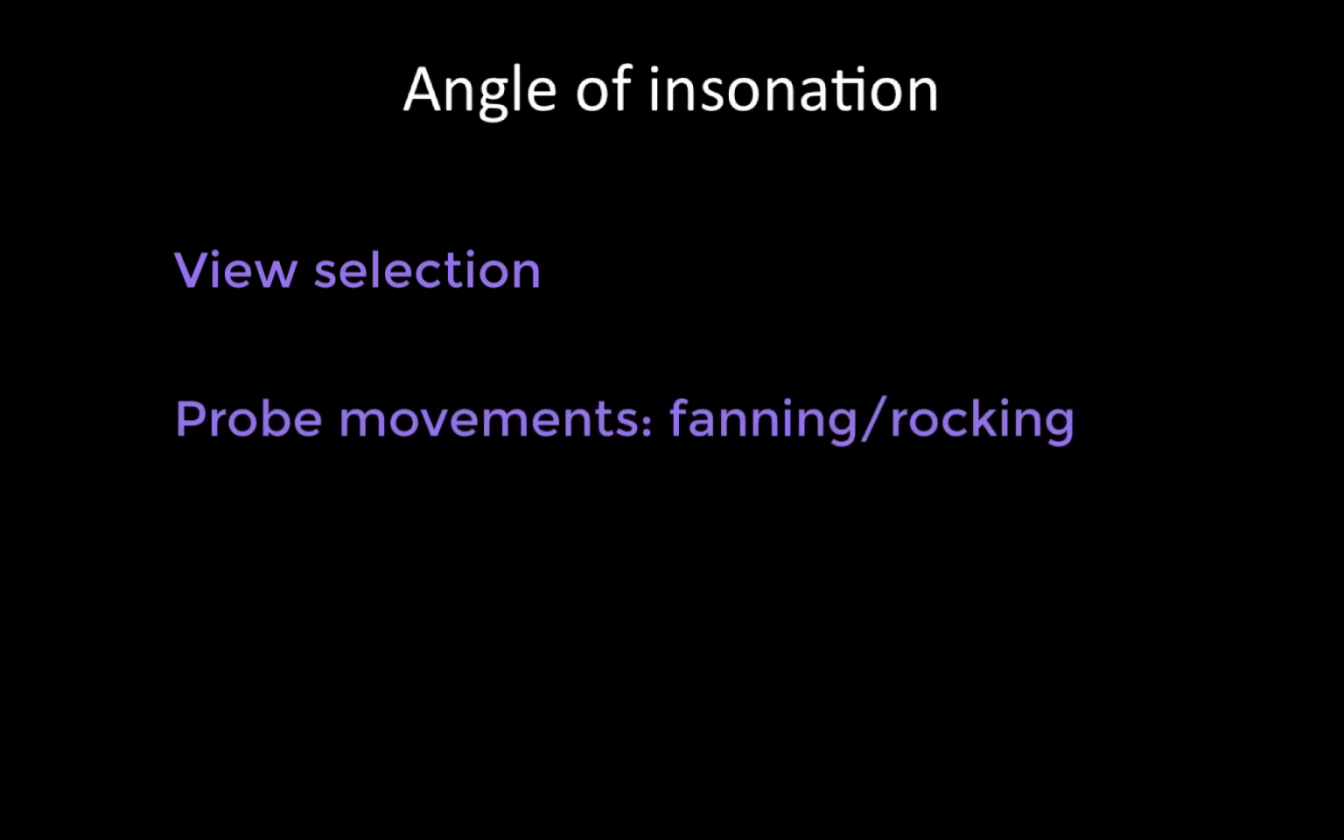And so here are a few things that we can do to try to optimize our angle of insonation. We can choose certain views, particularly in cardiac scanning, that allow for optimal orientation of our probe relative to the area of interest. We can employ probe manipulation with techniques like fanning or rocking the probe as we're in a given view to try to optimize our alignment. And we can make use of the angle correct function, which is present on most machines, which can correct for suboptimal alignment within reason, though this generally doesn't work beyond about 60 degrees.